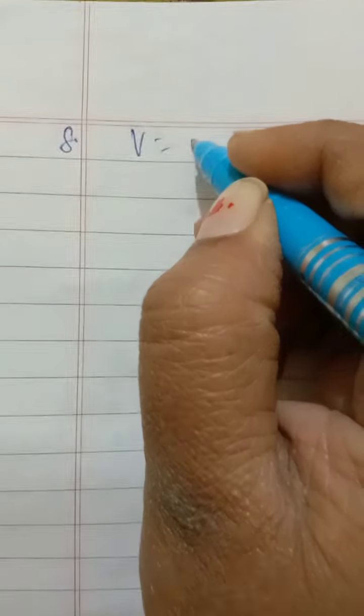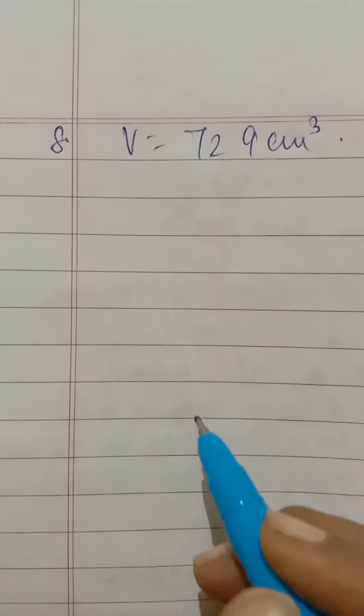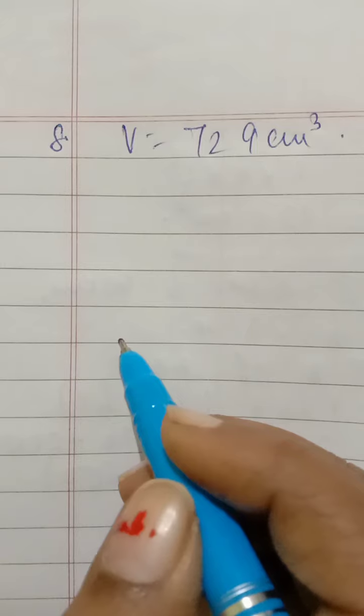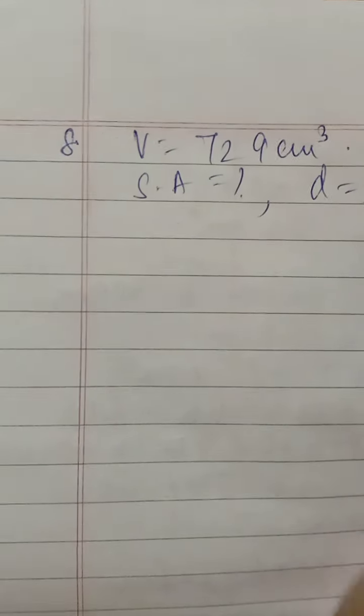Question number 8 says the volume of a cube is 729 cm³. So volume equals 729 cm³. This is the volume of a cube. Find its surface area and the length of the diagonal. Surface area is required and the diagonal is required.